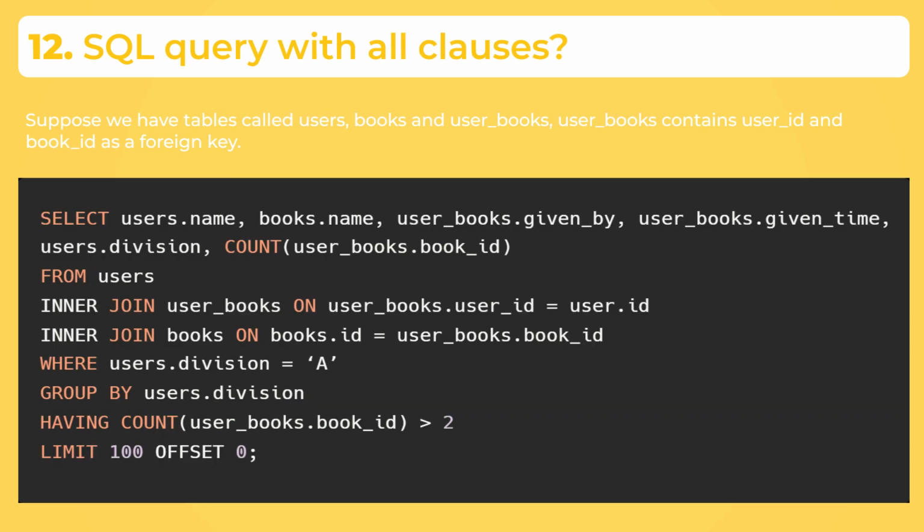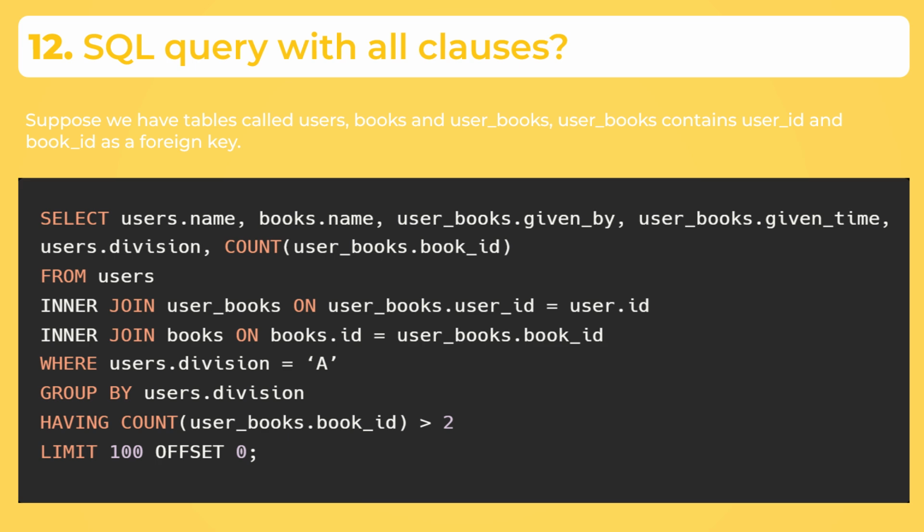So next question is SQL query with all clauses. So take example. Suppose we have tables called users, books and user books. So user books contains user ID and book ID as a foreign key and also contains some extra information called given by, given time, etc. So take a look at the query.